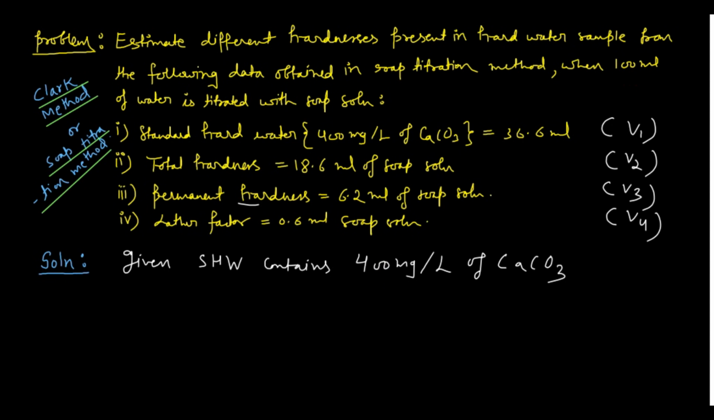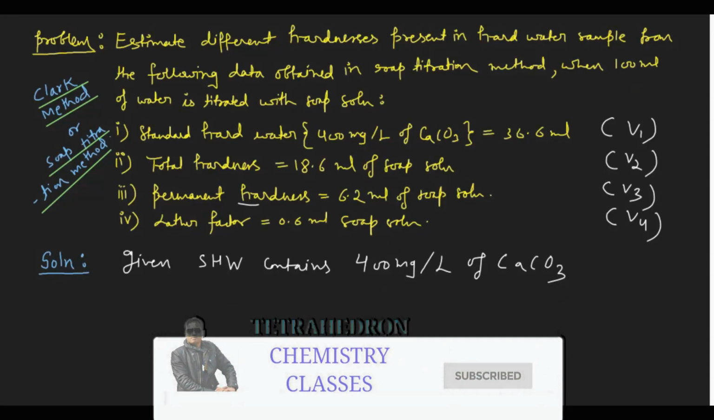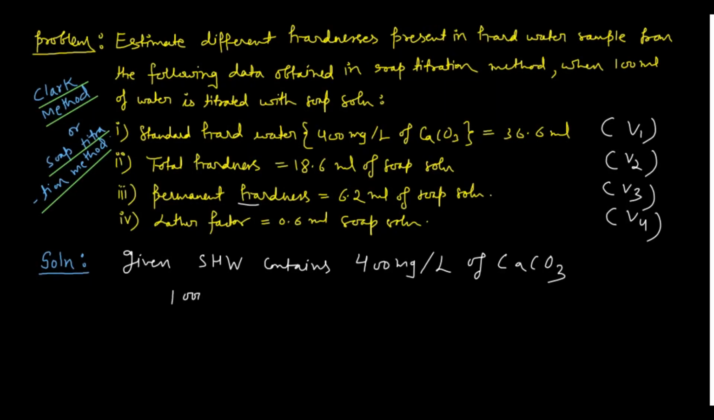How to solve that? What you can do is calculate this for the 100 ml. So what is given here? 1 liter or 1000 ml of the standard hard water contains 400 milligram of CaCO3. There is no problem in that. What you have done is shifted this 1 liter, that is 1000 ml, which contains the 400 milligram.